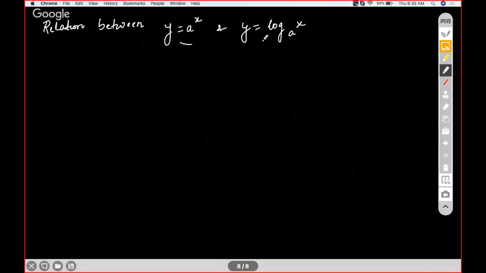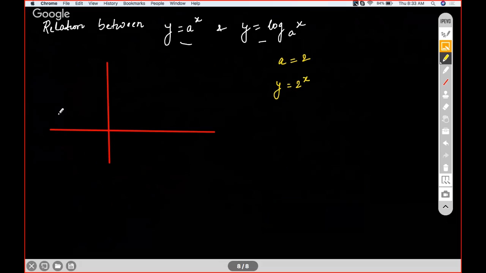Now, another important fact is the relation between a to the power x and log x to the base a. These two graphs are actually related. Let me show you on a diagram how they're related. You will be able to identify. If I choose a common base, let's say base 2, then I draw y is equal to 2 to the power x. Let me draw it with a yellow pen. So y is equal to 2 to the power x will be like this.